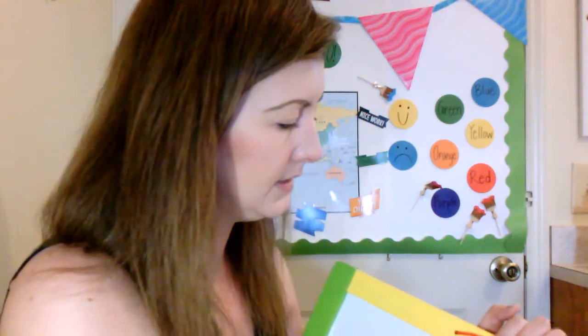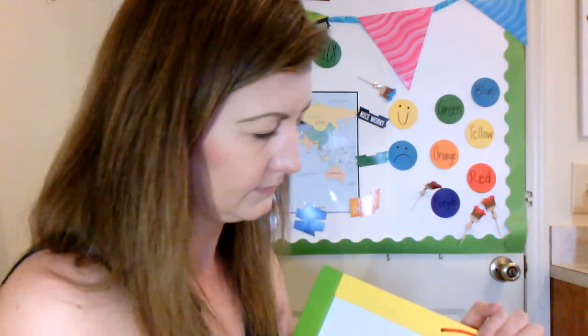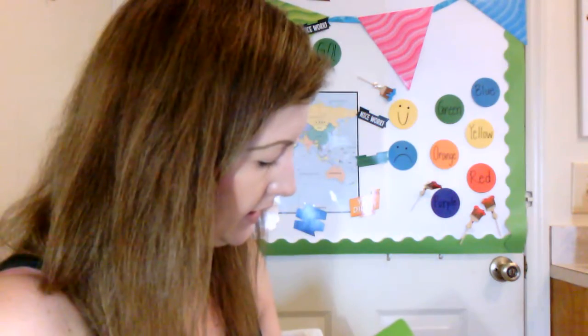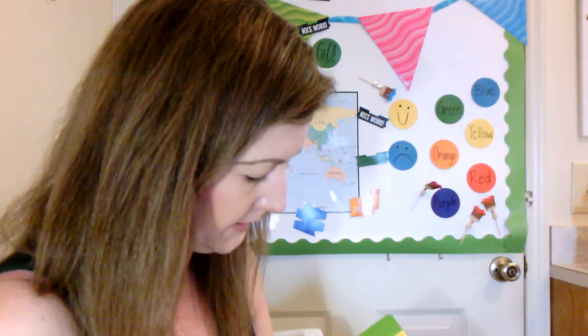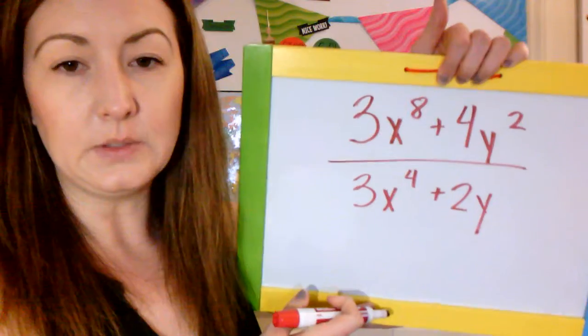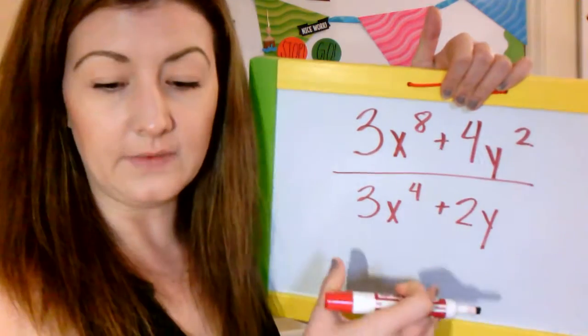And I can give you a simpler one. Well, not simpler, just a different one. Let's say we have 3x to the 8th plus 4y to the second over 3x to the fourth plus 2y. Let's say this was our example, and I said, I want you to divide this.